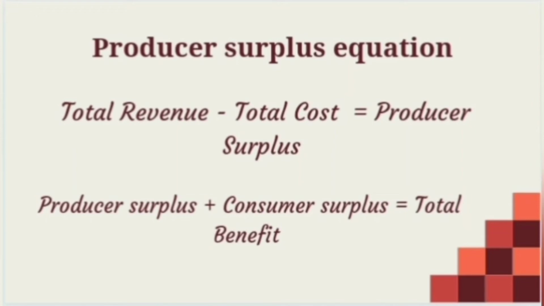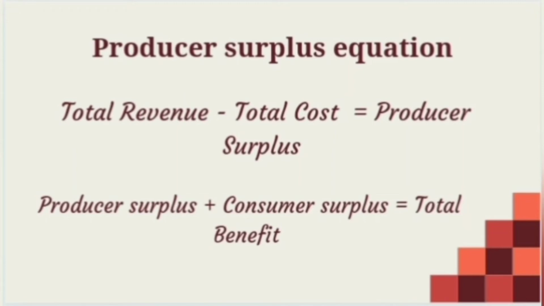It can be written in equation form, that is, total revenue minus total cost equals producer surplus. And the producer surplus plus consumer surplus represents the total benefit to everyone in the market from participating in production and trade of the good.